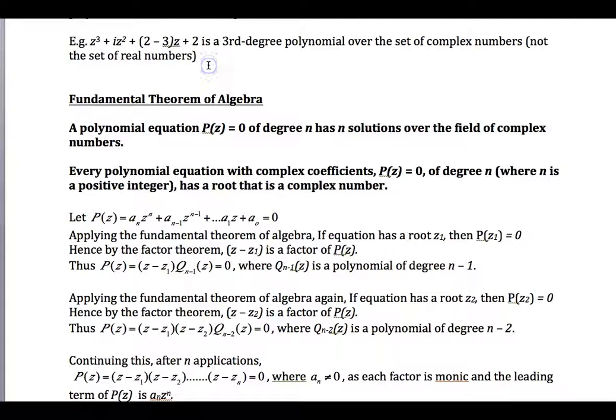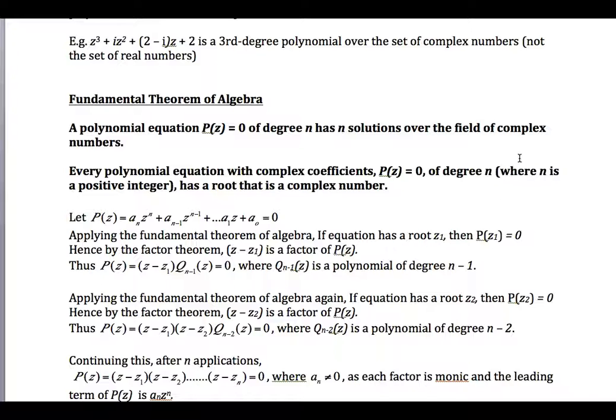I have no idea what it's meant to be, but don't worry about it. But there is an i in front of, let's just go 2 minus i or something. That'll do. And the last term is 2. That is a degree 3 polynomial over the set of complex numbers, because some of the coefficients have got i's in them.